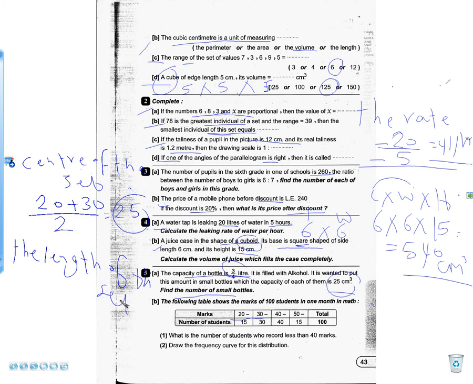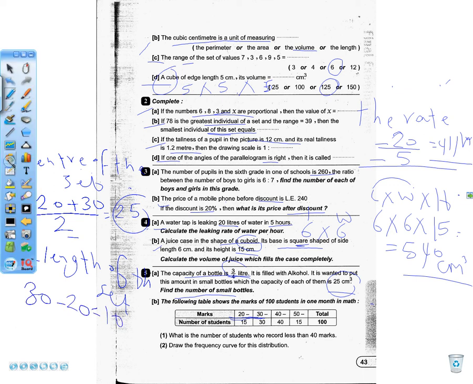How can we get the length of the set? With the help of the first two numbers. They are the guides. By subtracting them, okay? At first we add them and divide by 2. At the second we subtract them. 30 minus 20, okay? We get 10. So we're increasing by 10. How? I'm going to show you.